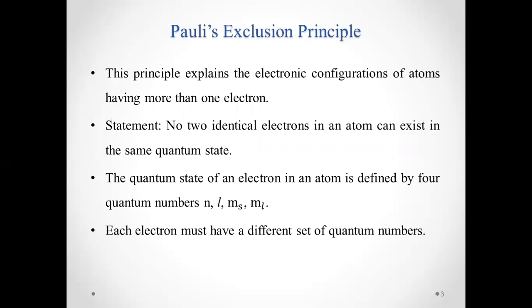To begin with, we will just try to discuss the Pauli's exclusion principle. This principle explains the electronic configurations of atoms having more than one electron. The statement of the principle is: no two identical electrons in an atom can exist in the same quantum state.